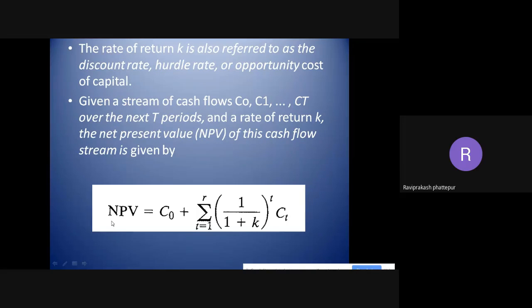Similarly, if you want to know the value of present money in future, there is NFV, that is net future value. So future value also could be predicted. There is a different formula for it, where we are taking into consideration a particular rate of interest. Here we are taking a certain discounting factor; there we are taking a certain interest factor, rate of interest.